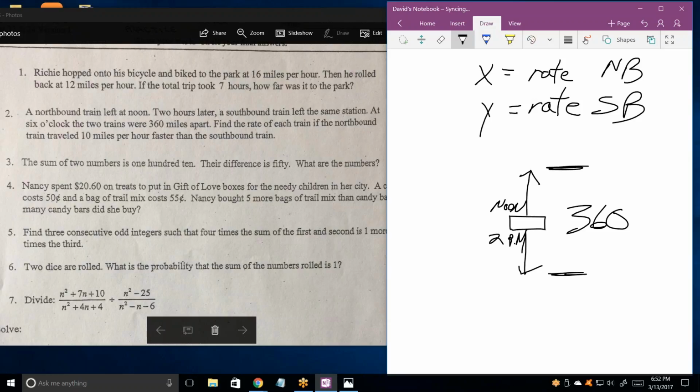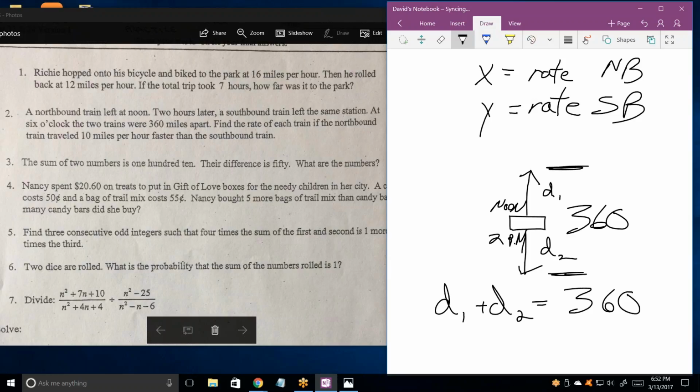Well, let's see if we can come up with some equations. In other words, if we can turn this into two equations and two unknowns, x and y, then we'll be in good shape. Okay? Well, let's put some distances on here. We'll call that distance 1, and we'll call this distance 2. So let's talk about some equations. D1 plus D2 is equal to what? 360.